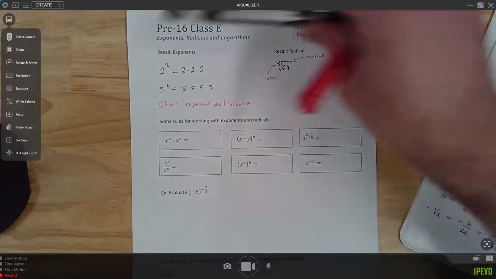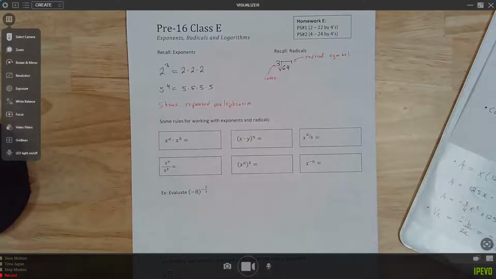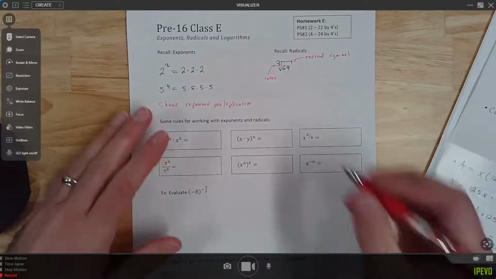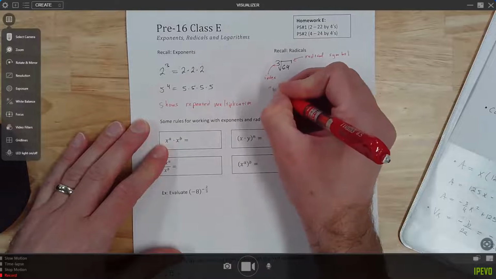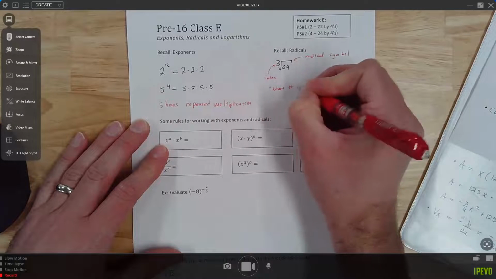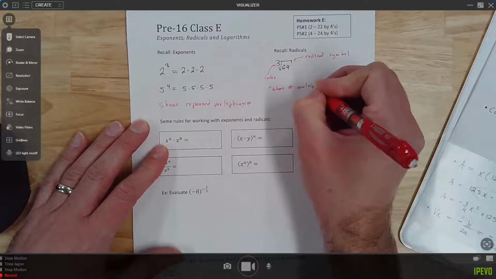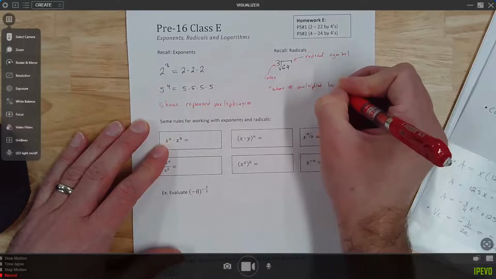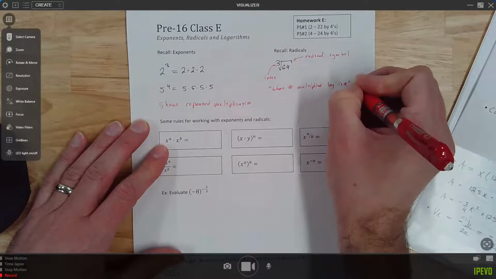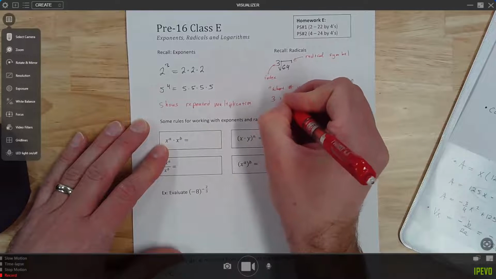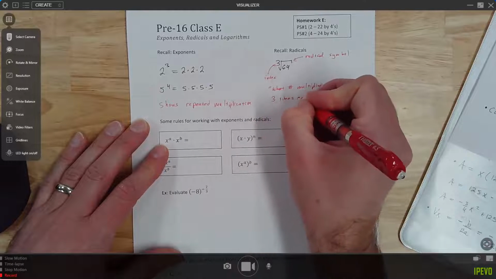So what is this really asking? Well, we look at the index, which is 3, and the question then becomes, what is the number that if you multiply it by itself 3 times, you get 64? So that's the question I'm always thinking of. What number multiplied by itself, in this case 3 times, equals 64?